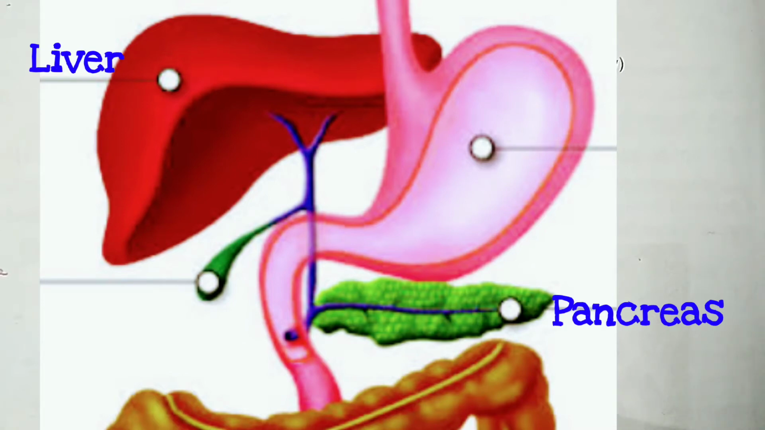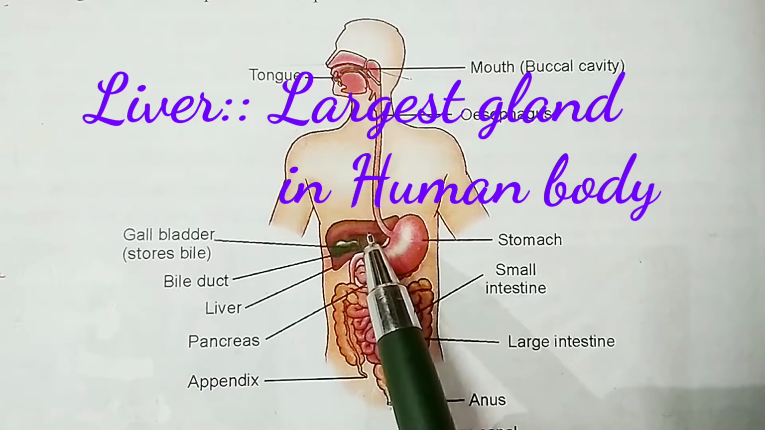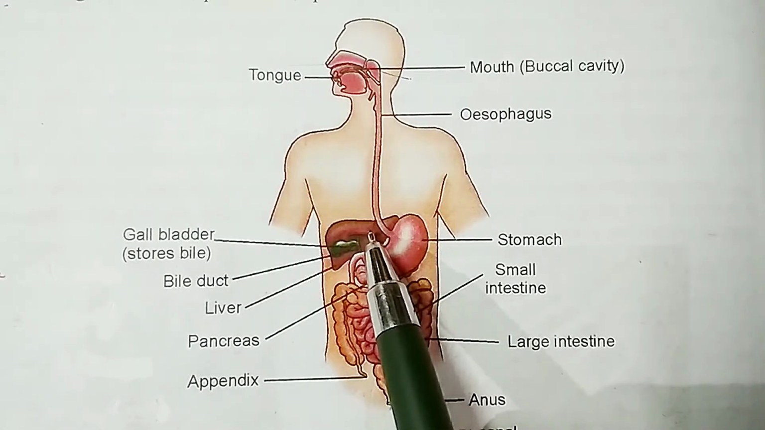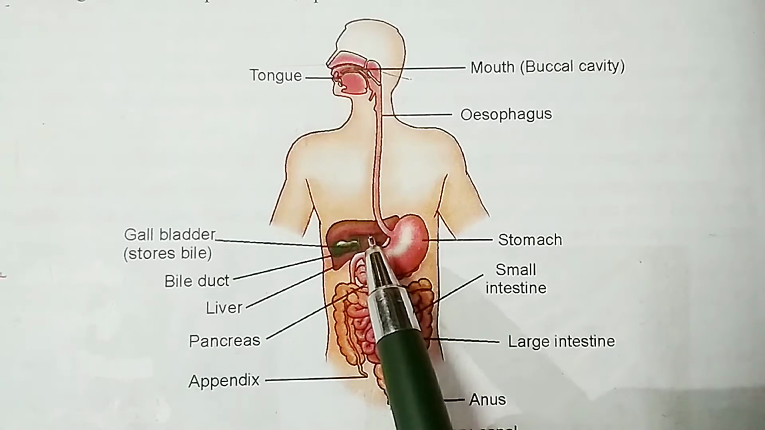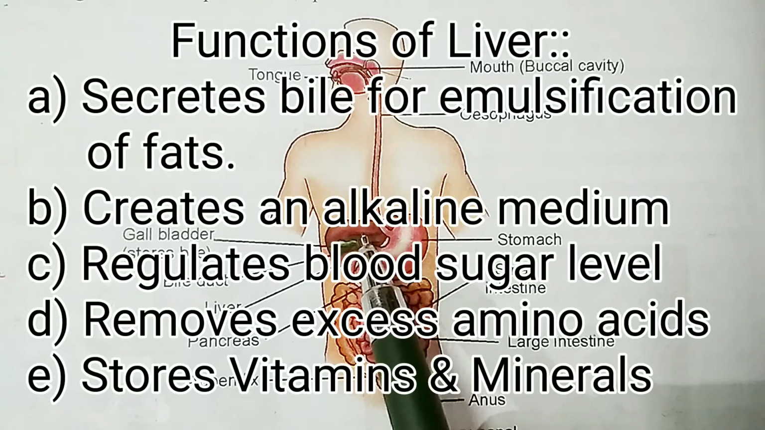The liver is the largest gland in the human body, and its weight is around 1.5 kg. It is located in the upper right side of the abdominal cavity, and it is divided into two lobes. The liver secretes a fluid called bile, and this bile juice plays a very important role in the emulsification of fats. Emulsification means breaking down of fats into smaller components. Plus, because of this bile, it creates an alkaline medium in the small intestine, which is essential for the action of the enzymes released by the pancreas.